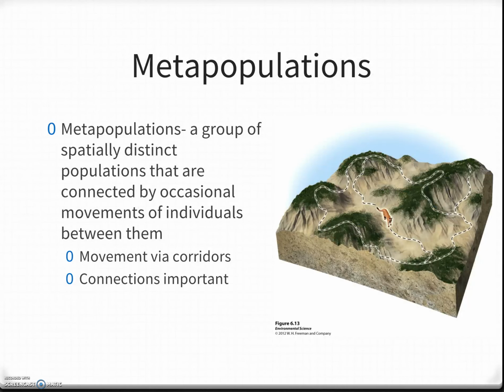A metapopulation is a group of spatially distinct populations that are connected by occasional movements of individuals, and they move. This term is corridors, which are strips of habitat that allows organisms to move. Examples are things like cougars, which are also called mountain lions or pumas. It's all the same organism.